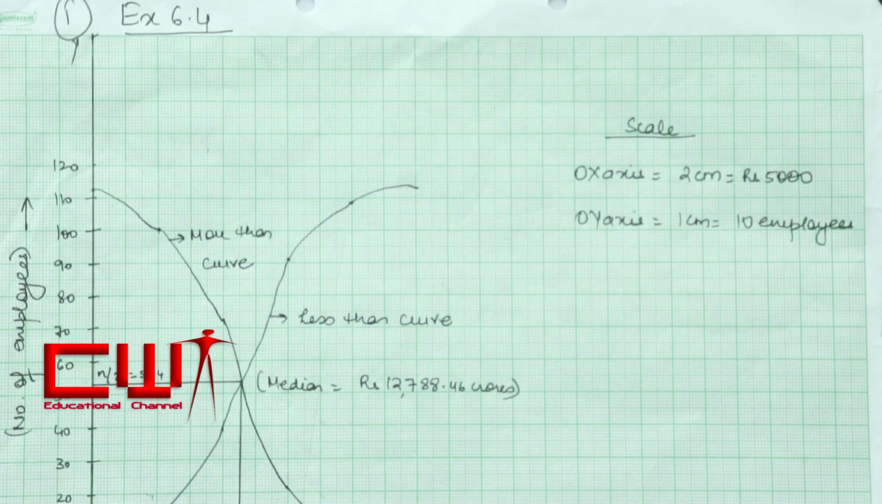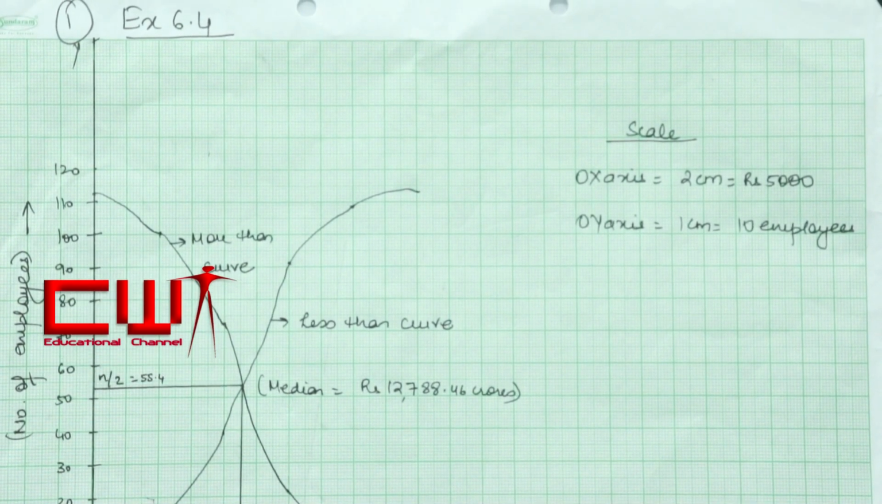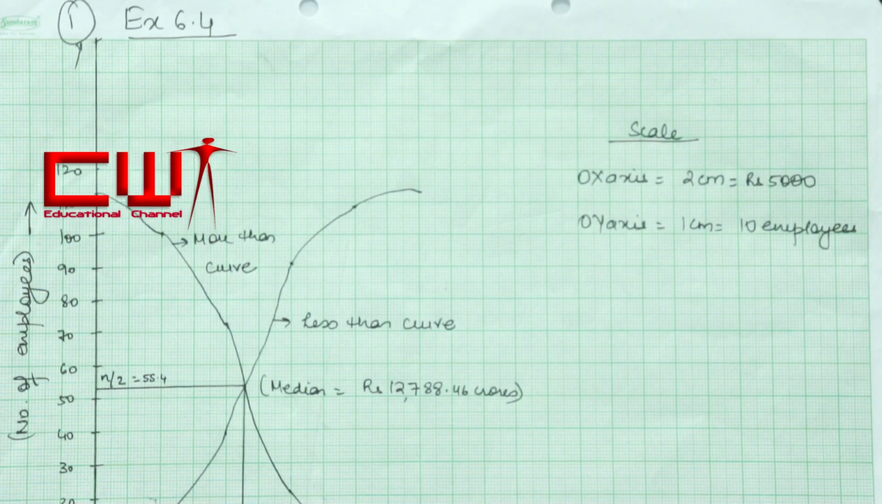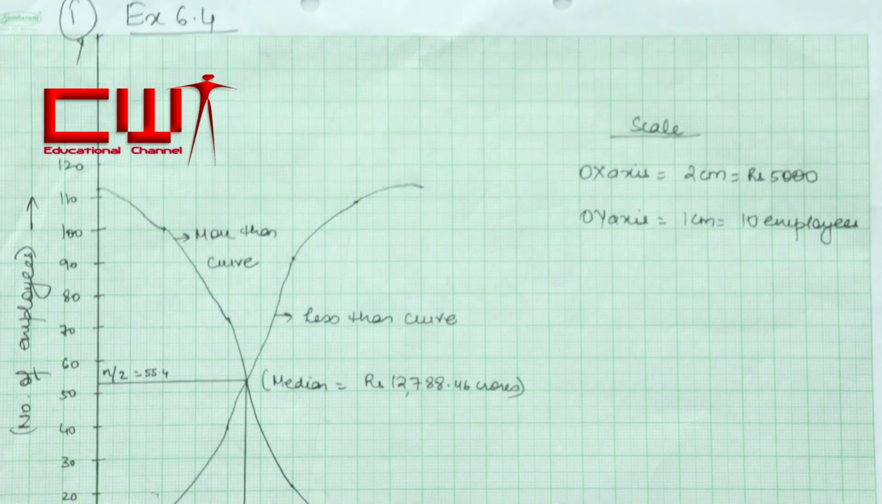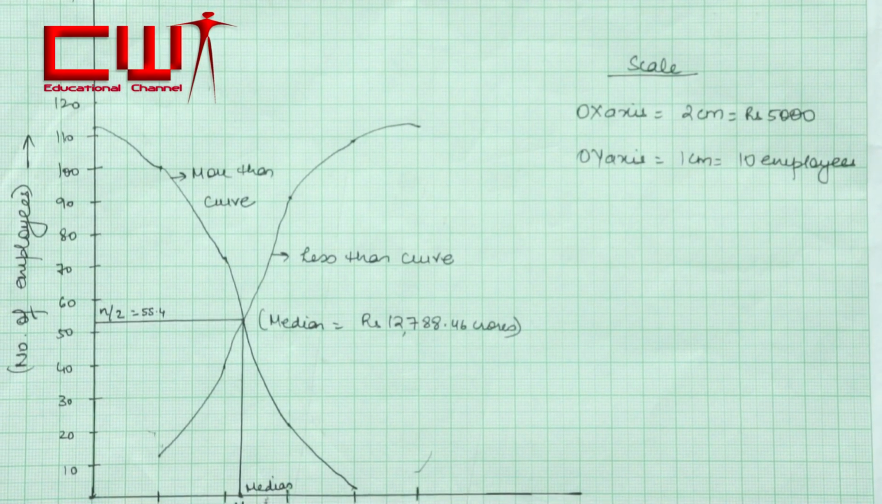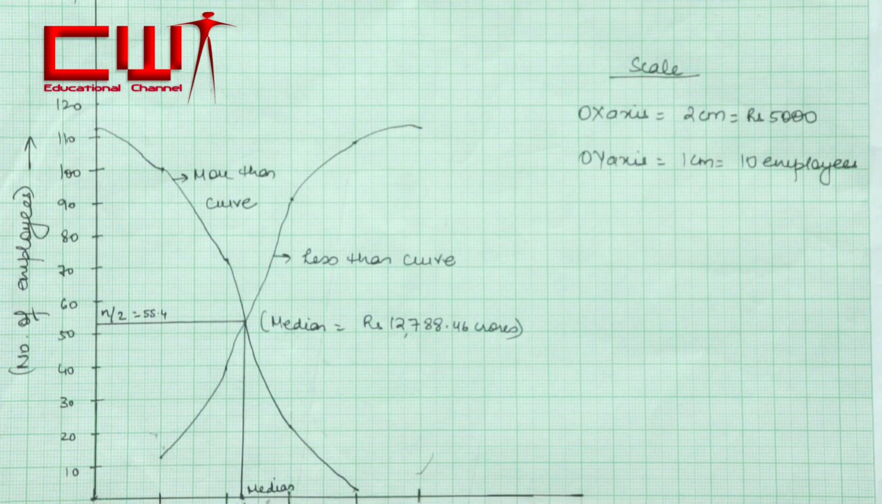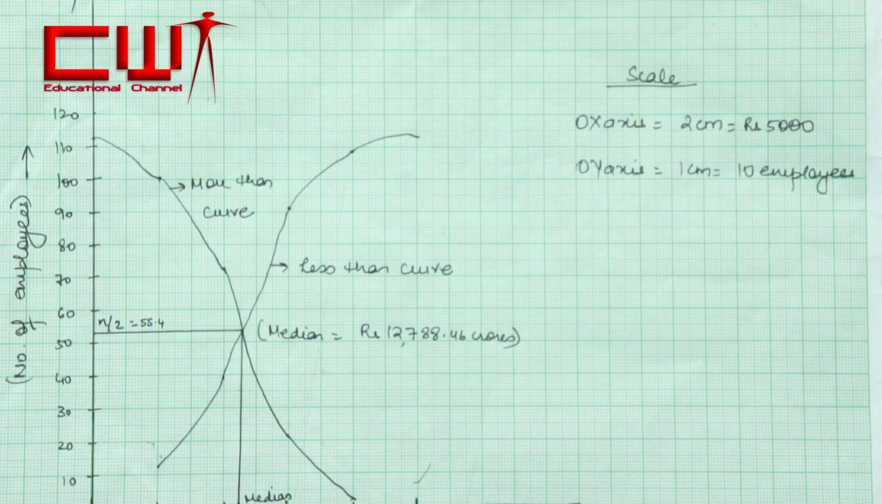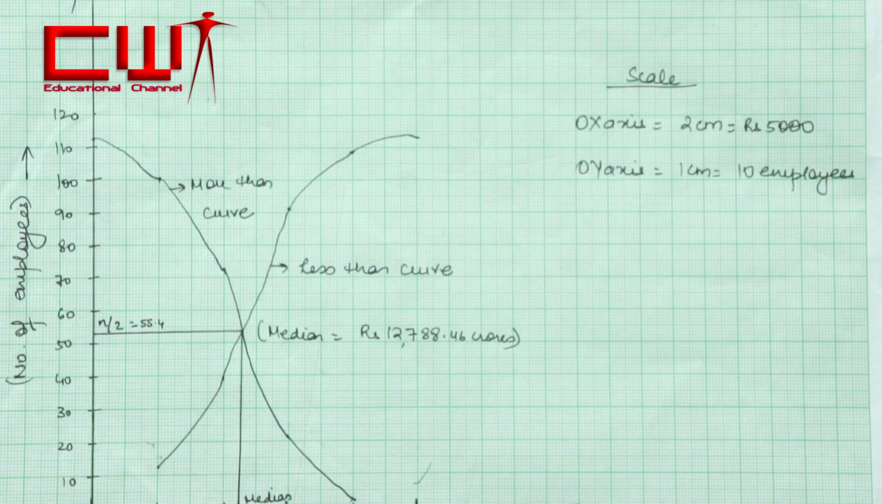Exercise 6.4, page 158, first question. It says the following table shows the frequency distribution of salary of employees per month. They've asked you to draw a less than type frequency curve and you have to find out the median, right? First we studied how you will find out the mode graphically. Now you will see how you will find out the median graphically.